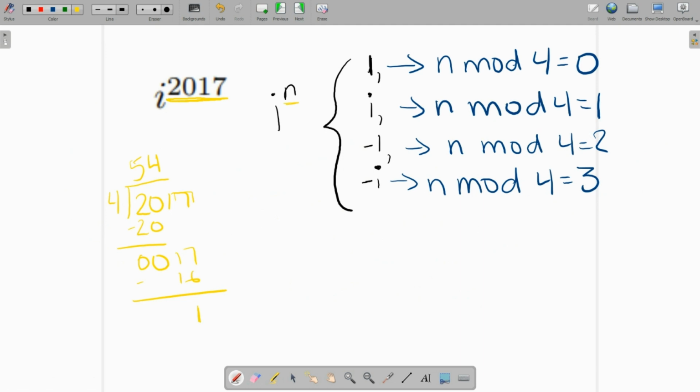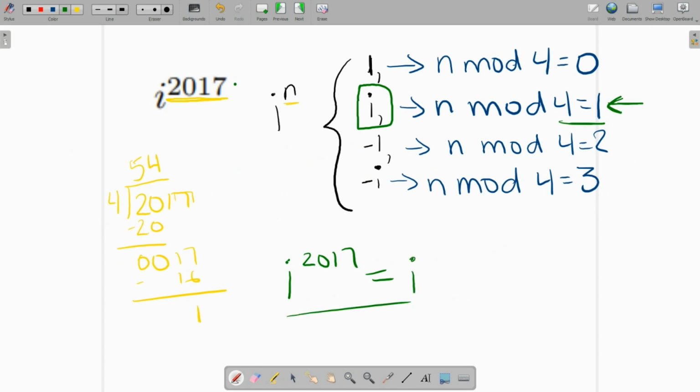So where in our table does that show? Well, if we look, it shows right there. n mod 4 is equal to 1. And what is the answer that it's showing us? The answer for n mod 4 equal to 1 is i. So what this basically means is that this entire question, i to the power of 2017, is equal to i.